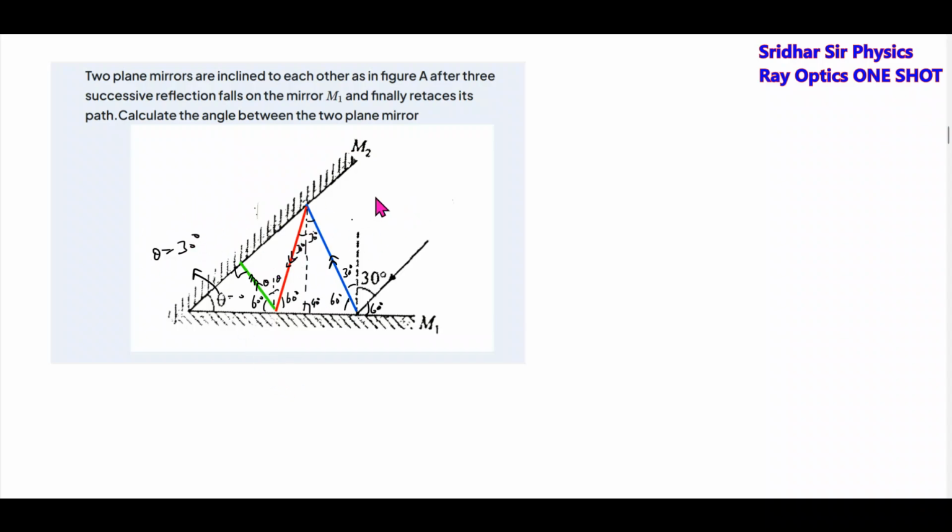Like this, two mirrors will be there inclined at an angle. A ray of light will be incident. Some condition they'll give. And this is one basic approach. You have to just take help of angle of incidence equal to angle of reflection. Again here, angle of incidence equal to angle of reflection. Angle of incidence equal to angle of reflection. And you have to take help of the properties of triangle.